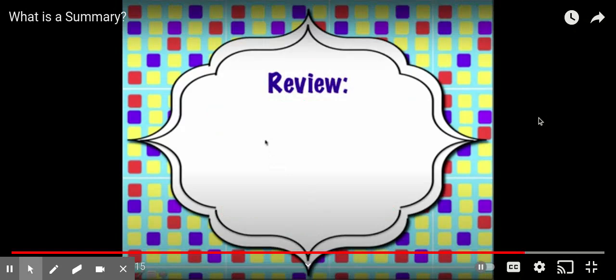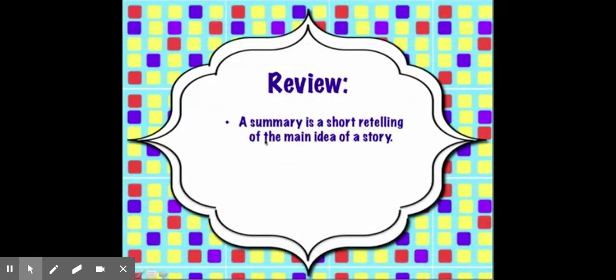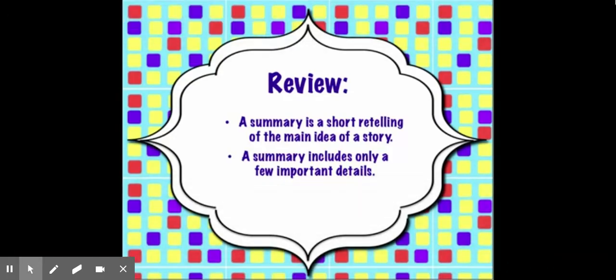Okay, let's review. A summary is a short retelling of the main idea of a story. A summary includes only a few important details. Whatever is really important to the plot, to that problem and solution, you can include, but you're not going to include every detail about how it was fixed or maybe even the other ways that the character tried to fix it before it was finally fixed at the end.